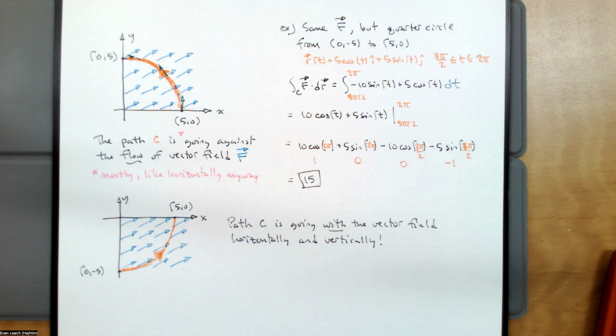So at this point, if I switched the next path to be the quarter circle in quadrant 3, we should be able to predict what the line integral would be.